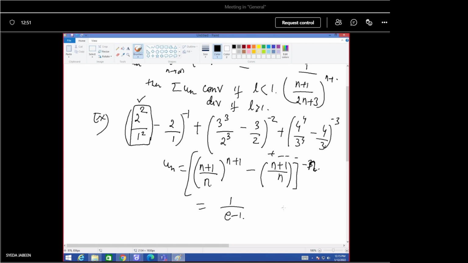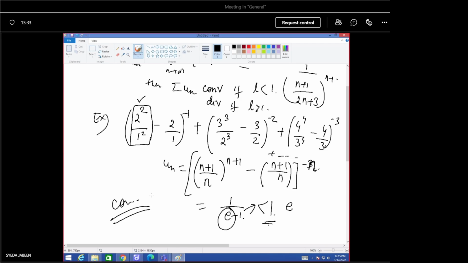Now what will be the value? What is the range of e? You have studied the exponential function in physics, and in maths also. What is the range of e? It lies between 2 and 3. So what will be the value of this term? 0.5 to 0.6. Will it be less than 1 or greater than 1? Less than 1. It is a convergent series. Got it?